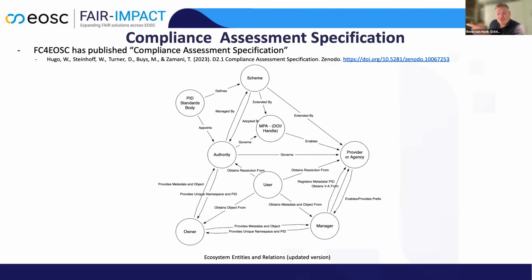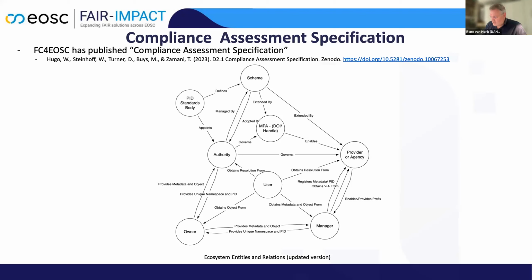And it is also already introduced in another way by Natasha. She also had a slide with the PID owner, PID manager and the PID authority. In this model, there are a couple of entities that we will focus on, and that will be the PID scheme. That gives the rules of the PID, the prefix and suffix details, for instance.